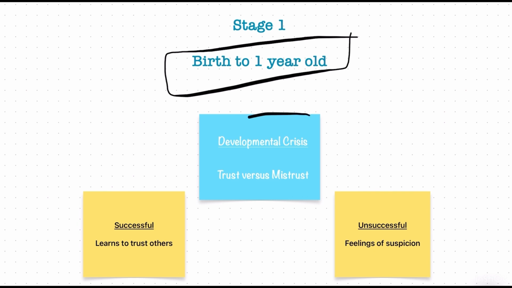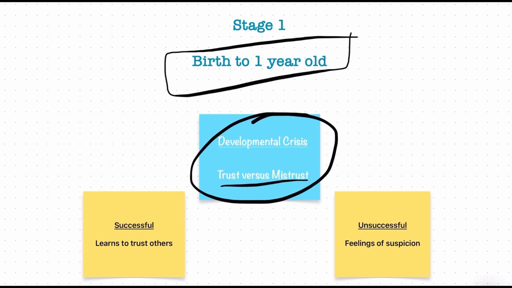Here, the developmental crisis is trust versus mistrust. During this stage, infants learn whether or not they can trust the world based on their caregiver's consistency in providing care. Successful resolution leads to hope and trust, while failure leads to fear and mistrust.